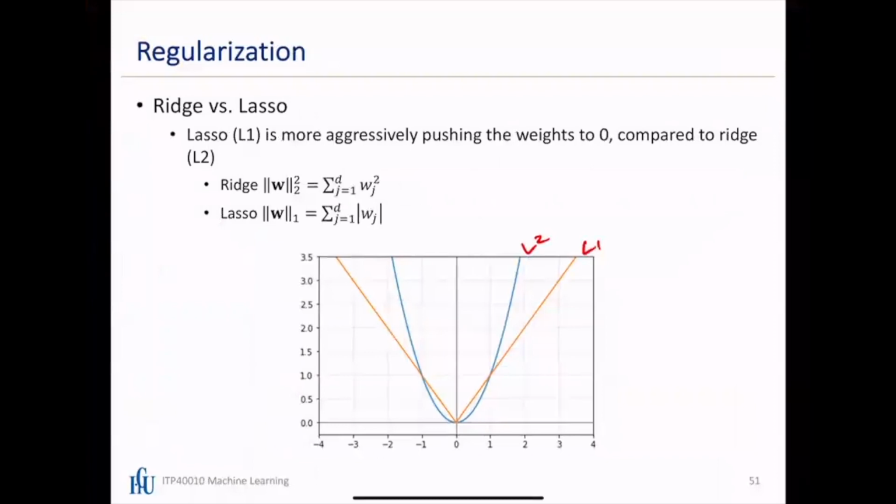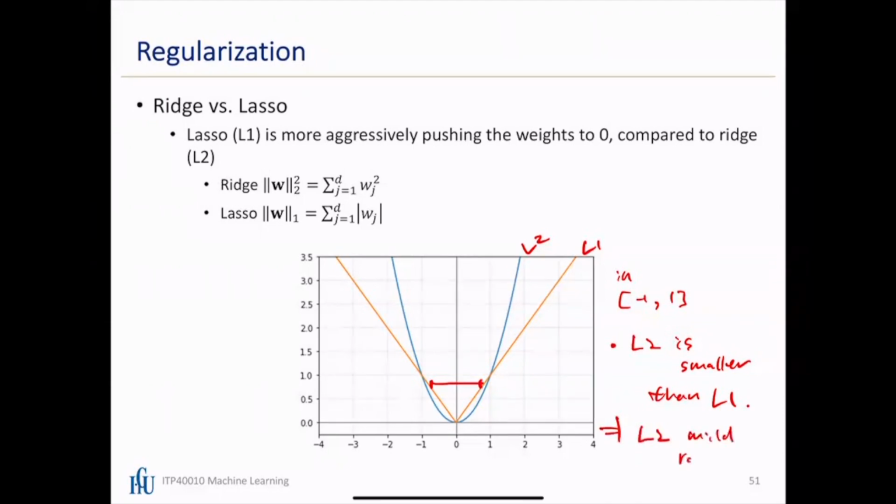But if your input variable X is not really important, the corresponding W is also smaller. Within that area, say your W value is around 0, L2 is smaller than L1. That means L2 is sort of mild in terms of regularizing the model, and L1 is sort of more strict in terms of regularizing the model.